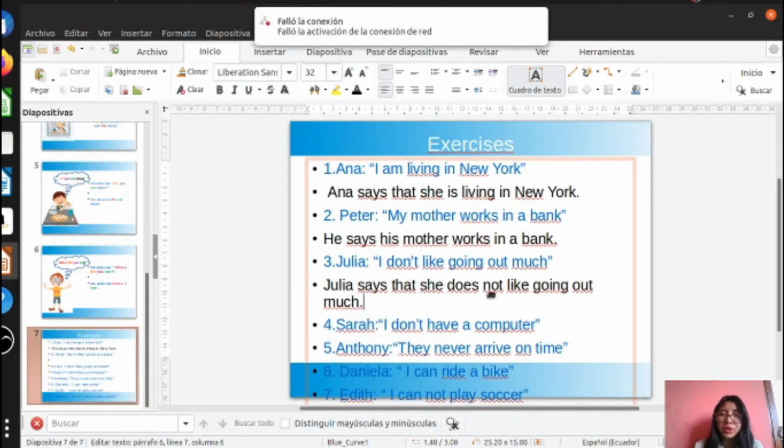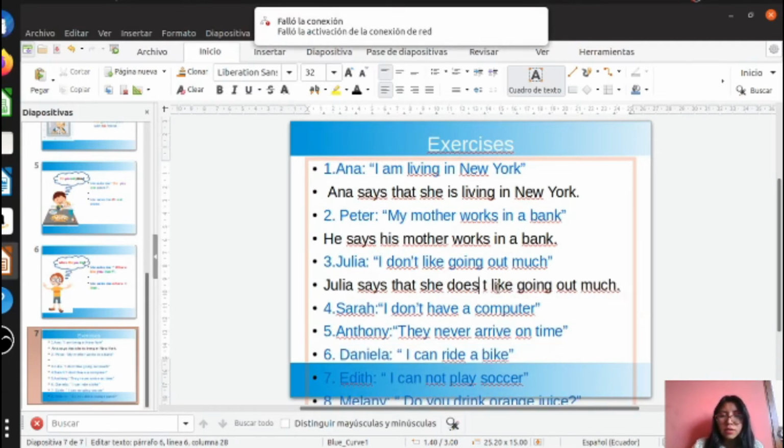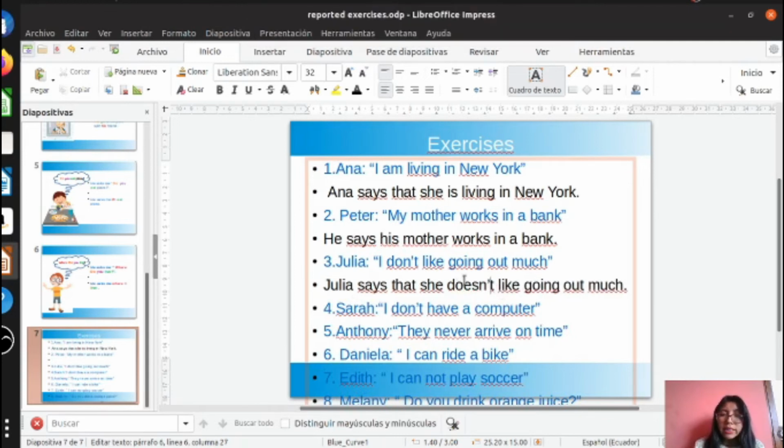Okay, pay attention here. In this case, I am using don't. In this case, does not or doesn't. Okay, that is the same. In this case, I have to change because of the subject. I don't, she doesn't. Okay, remember the rule.